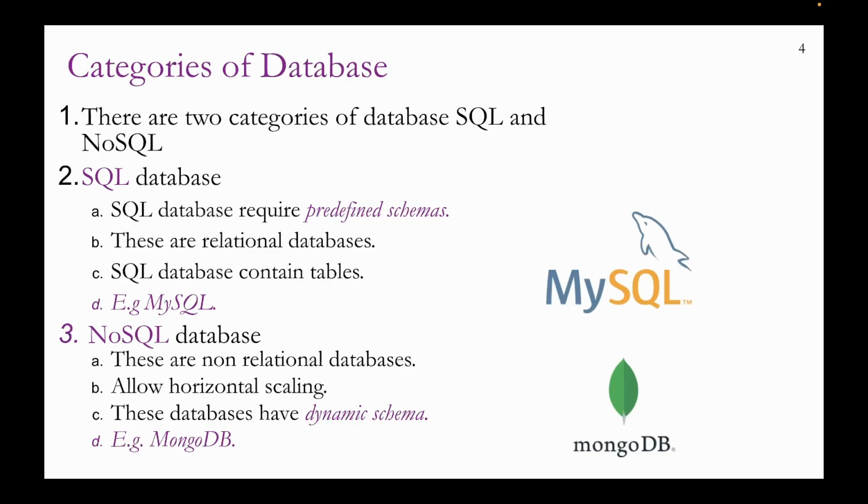Their schemas are also dynamic, meaning their schema can change with time. But in relational databases, the schema cannot change. If we change the schema, we need to transfer the data to a new table. An example of a non-SQL database is MongoDB.